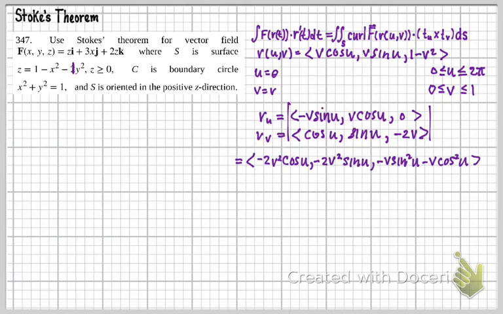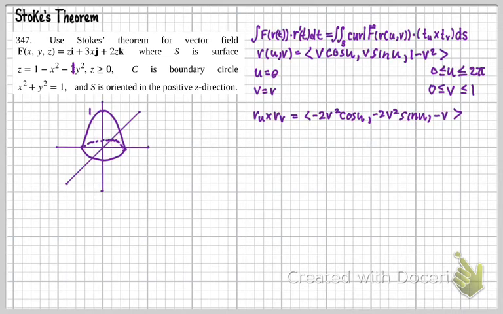So now I can clean this up a little. If you need to pause it and look at the values, make sure they match up with yours. So minus 2v squared cosine u, this is going to be negative 2v squared sine u. And then the last one here, I can pull a negative v out of both those, and I'm going to get sine squared u plus cosine squared u. And that's going to be a 1, so I'm going to get a negative v there. So this is my RU cross RV.